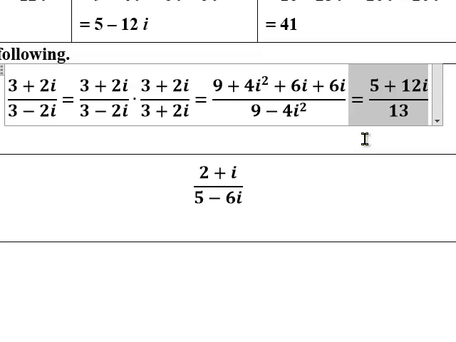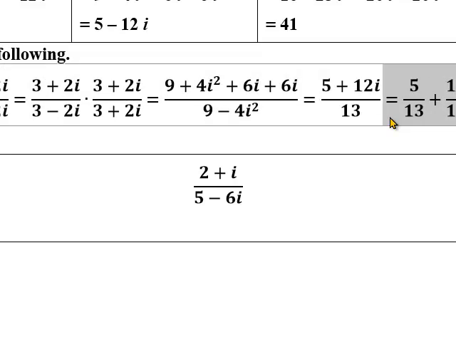And then the numerator sums up to a 5 for the real part. So 9 minus 4 actually, and then plus the 12i. And that's actually it. The only other thing to do here is to separate the real from the imaginary part. So 5 over 13 plus 12 over 13i.